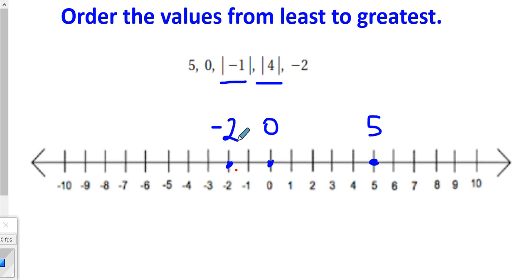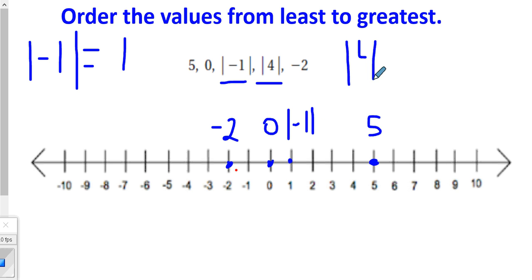And now we're going to take a look at those absolute values. I know that the absolute value of any number is that number just positive because it's the units away from 0. And I know -1 is 1 unit away from 0. Therefore, here is the absolute value of -1. And if I take the absolute value of 4, I know 4 is 4 units away from 0. And I'm going to plot that right here and label that the absolute value of 4.